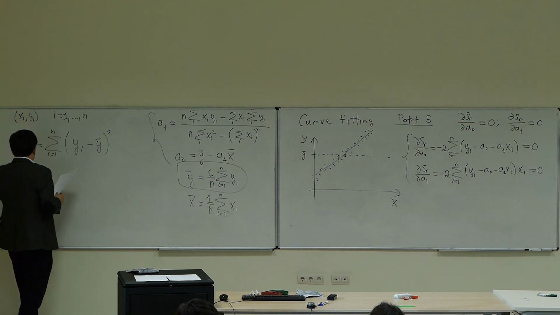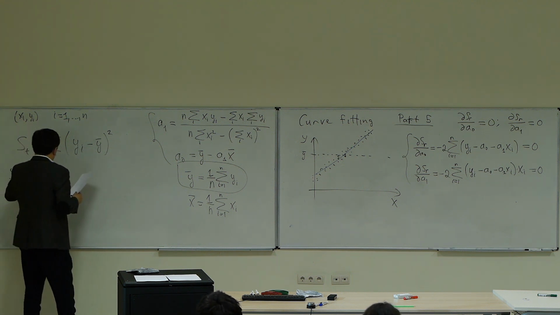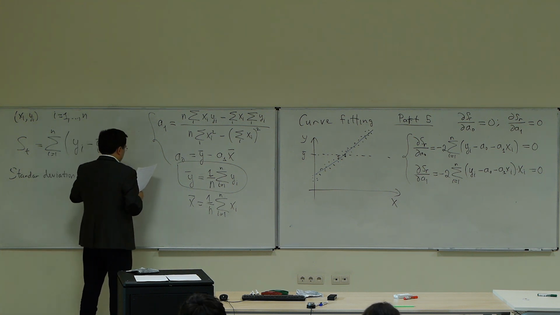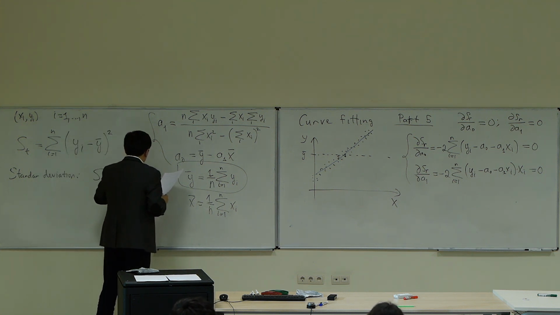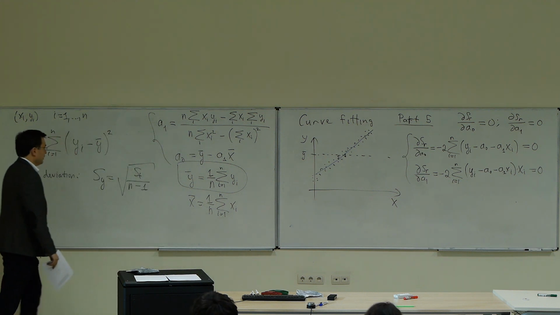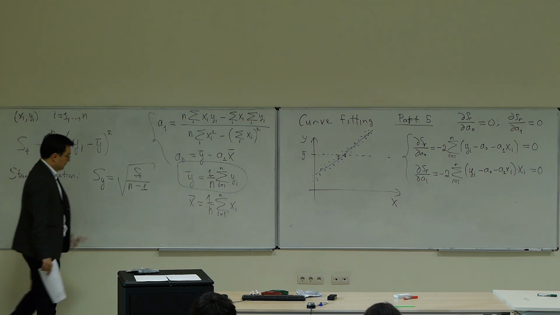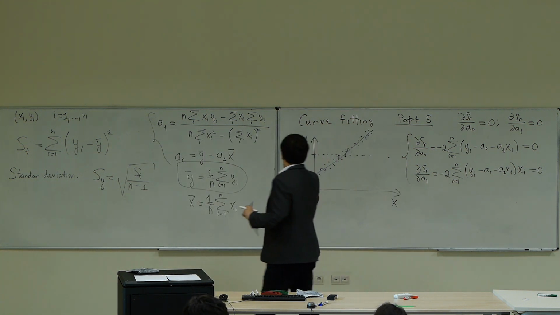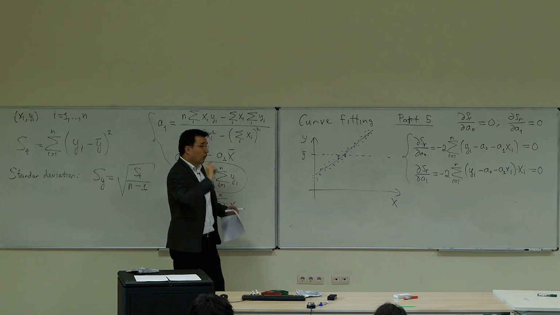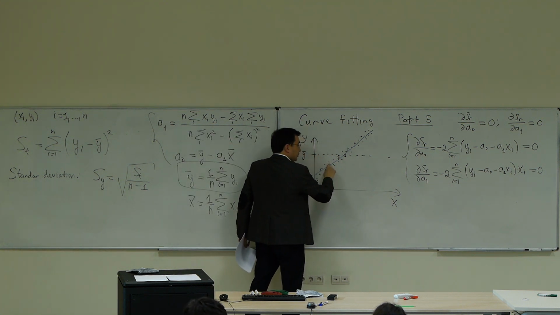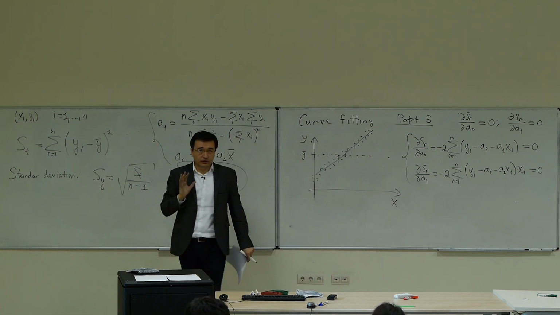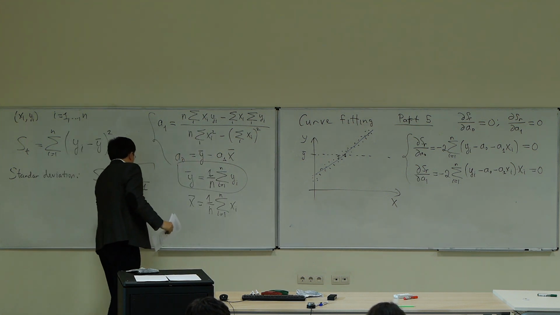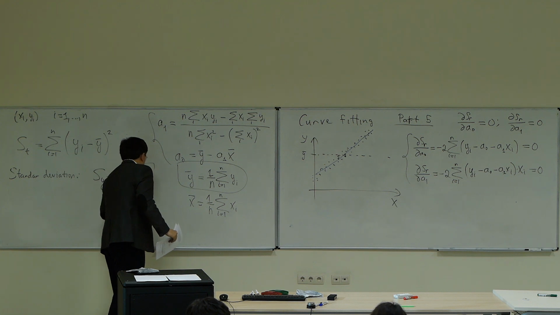There is a quantity called standard deviation, and it is defined like this. We call it Sy. Sy will be the square root of St divided by n minus 1. That's the definition of standard deviation. That standard deviation is a measure, some kind of average measure of the deviation between this mean line and these points. It is divided by n minus 1. This is the number of degrees of freedom.